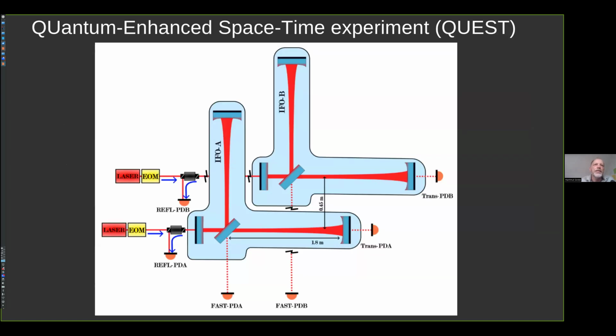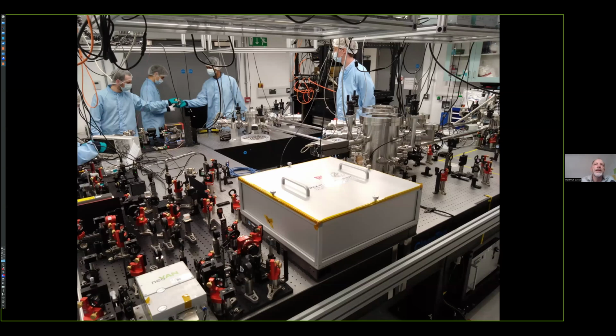So here's a layout of the QUEST experiment as it exists today so far. Two power-cycled Michelson interferometers. So we have a beam splitter with the Michelson arms. These are 1.8 meters long right now. And we have a power cycling mirror that enhances the power to 10 kilowatts in a year or two from now as the main target. And then here's the readout, and then the readouts will be cross-correlated.